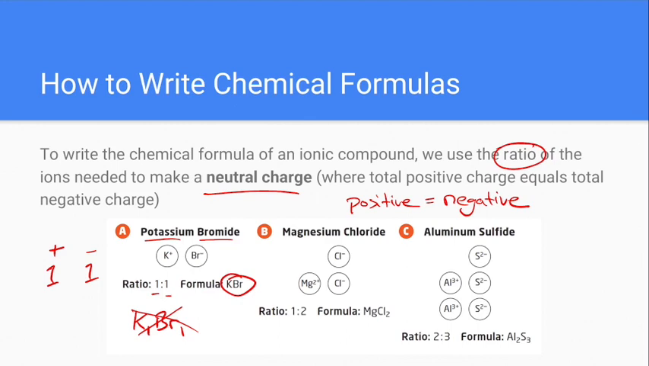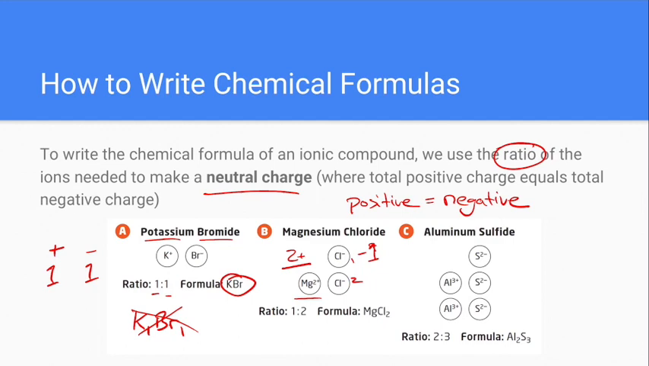So next, let's look at magnesium chloride. So this is a little different because magnesium is +2. Magnesium is +2, but chlorine is only -1. So if we had 1 chlorine and 1 magnesium, it wouldn't be neutral. We need to have neutral charge. So in order to cancel out the 2 plus from the magnesium, we need 2 chlorine ions.